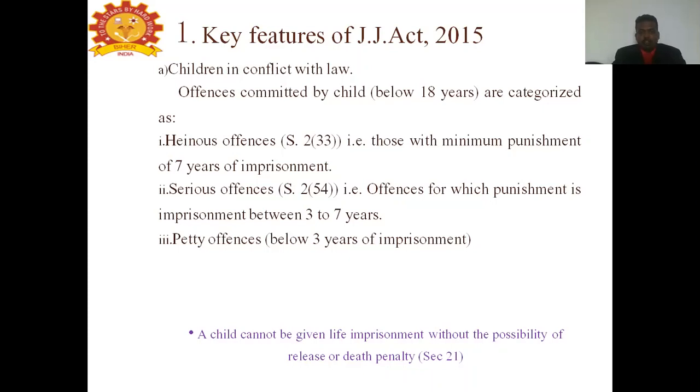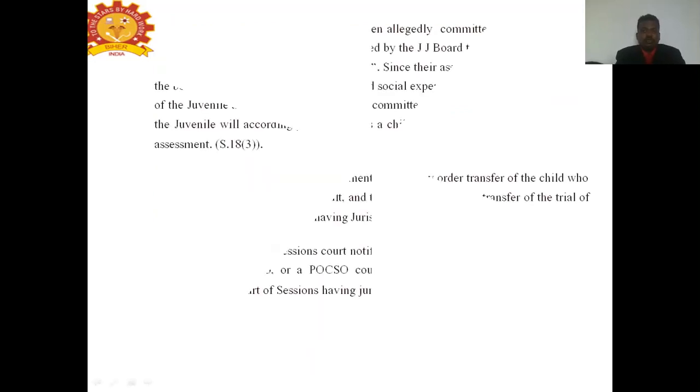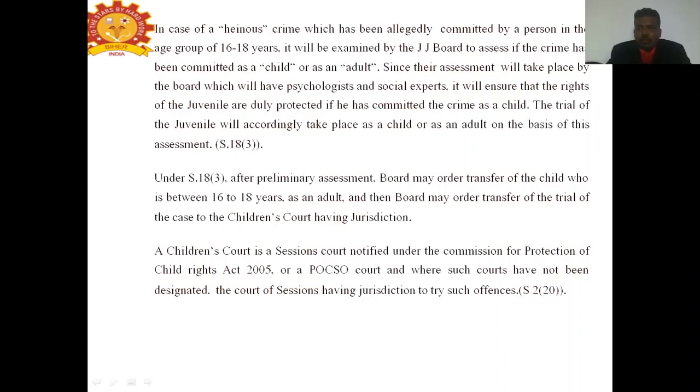Heinous offences, as Section 2 says, are those with a minimum punishment of 7 years of imprisonment. Serious offences are those for which the punishment is imprisonment between 3 to 7 years. The third one is petty offences, with below 3 years of imprisonment. In this case, life imprisonment and the death penalty cannot be applicable. Any child involved in a crime goes directly for conflict with law. So they come under the JJB, the Juvenile Justice Board.